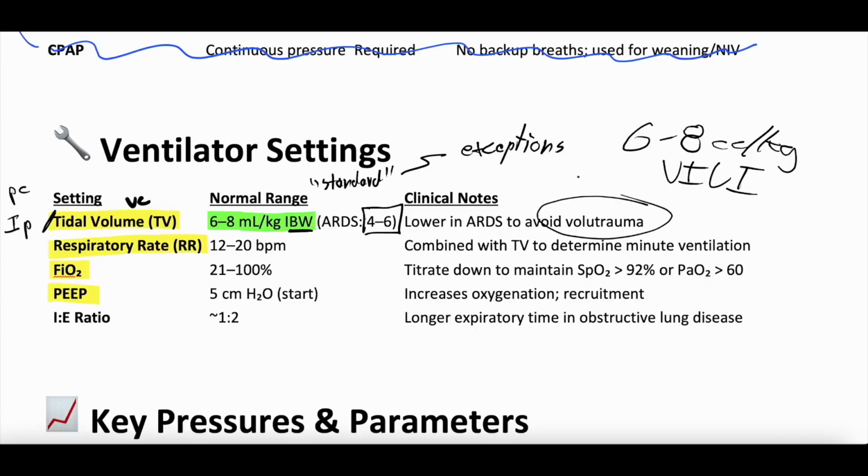If you think about a normal-ish sized human, you can usually get away with 400 to 500, depending on how tall they are, in that 6 to 8 cc's per kg range. All right, respiratory rate. We often start with normal respiratory rates, something like 12 to 20. You hear 16 a lot, which is reasonable. Remember that the tidal volume times the respiratory rate does determine your minute ventilation.